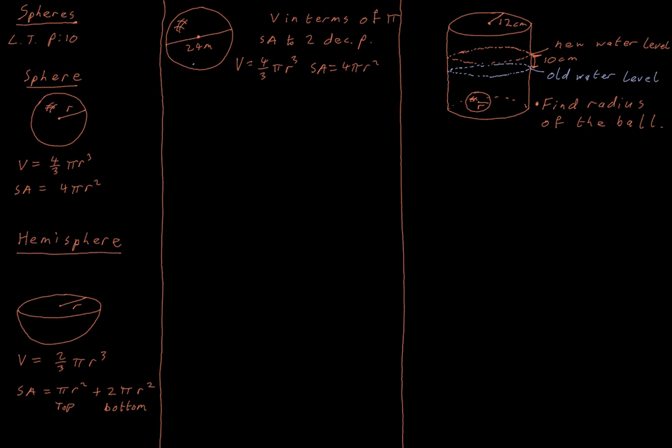Now, our first business is to get the volume in terms of pi. So what's the radius going to be? Well, I know the diameter, I'll call it d, is 24 meters. I know that the radius is half of that, because a radius makes up my diameter. So the radius is going to be 24 all over 2. It's going to be 12 meters.